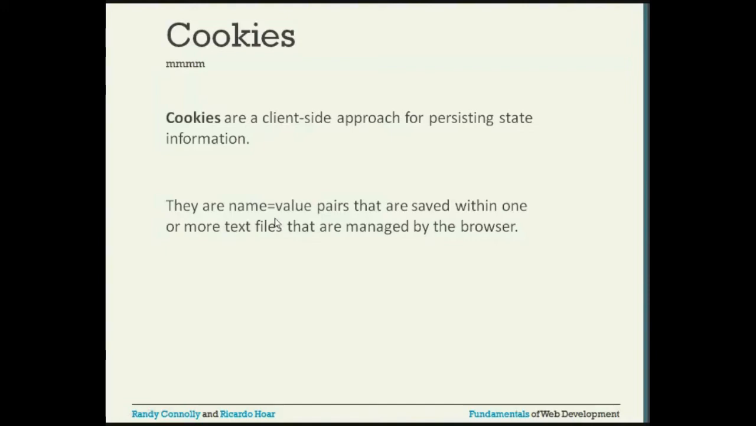So whenever you set any kind of new cookie inside your code in the web application, that information will be saved as a name and value pair. And where will it be saved? It will be saved in one or more text files on the client system. And that file is managed by the browser. Whichever browser is accessing the web application, that browser will manage those files.